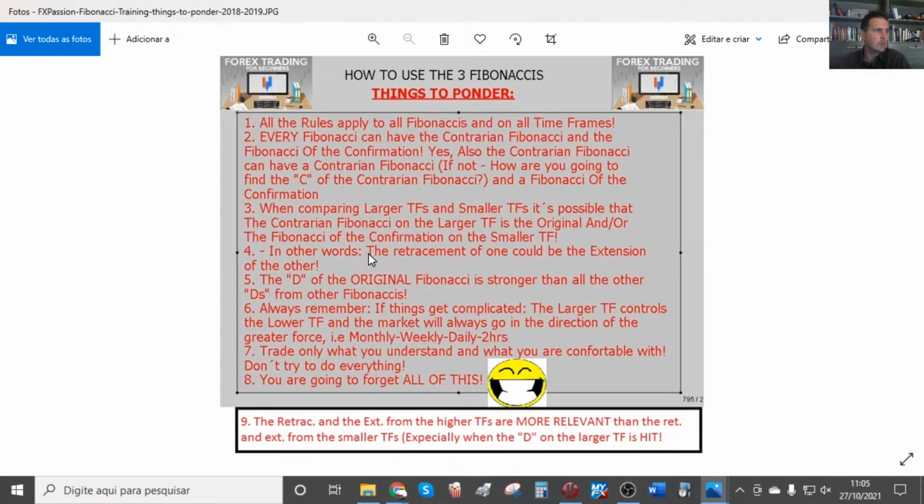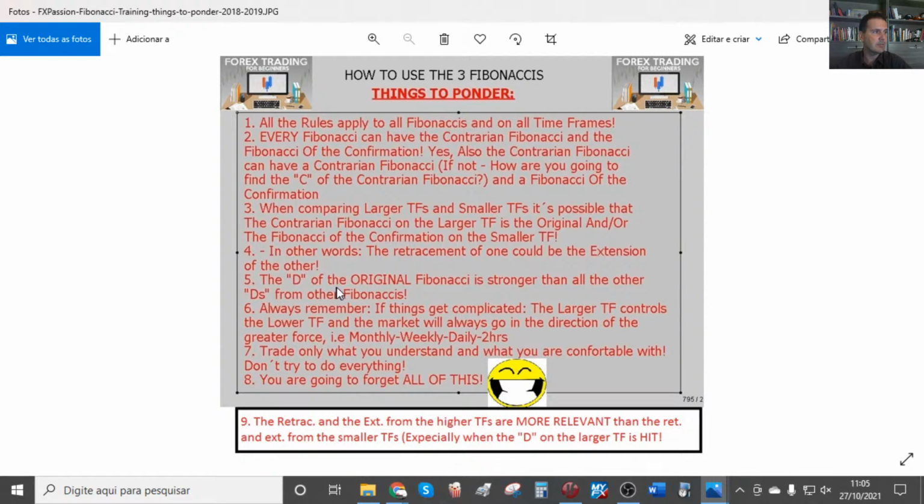Number 4, in other words, the retracement of one could be the extension of the other. Remember, we are telling you that we are looking for alignments, right? We are learning the original Fibonacci, we are learning about the contrarian and the Fibonacci of the confirmation, so we are looking for alignments. Okay?